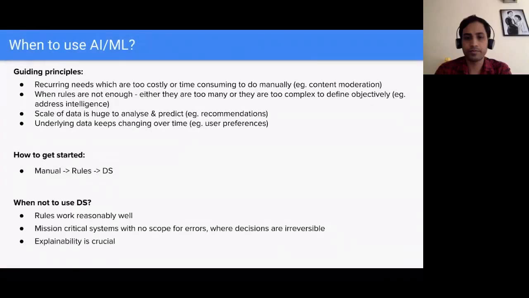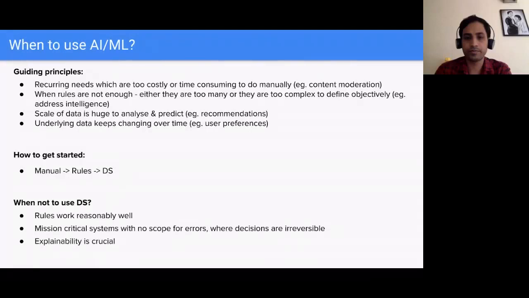And the last one is where data keeps changing over time, right? I have learned, I know, and it's manually impossible to keep up with the changing data and keep tuning our rules over a period of time. So where the data is changing over time, you want machines to keep learning automatically and changing how they respond to the data. So in a lot of these cases, AI/ML actually comes in handy.